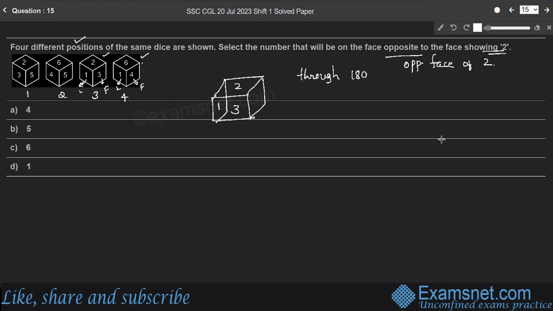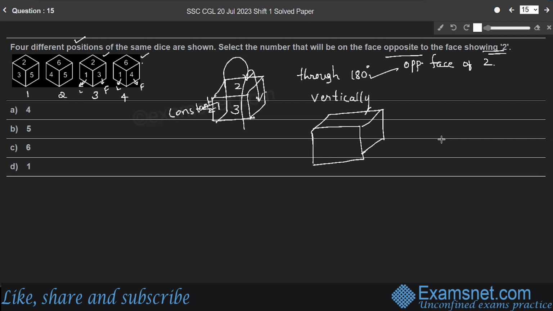Through 180 degrees, either in clockwise or anti-clockwise direction, vertically. Since we are keeping 1 constant, we cannot rotate it horizontally. So vertically we have to rotate like this, either anti-clockwise or clockwise, keeping 1 as constant. So rotate the dice vertically through 180 degrees, and you will get the position of the dice like this. 1 will be constant, which is the left face.